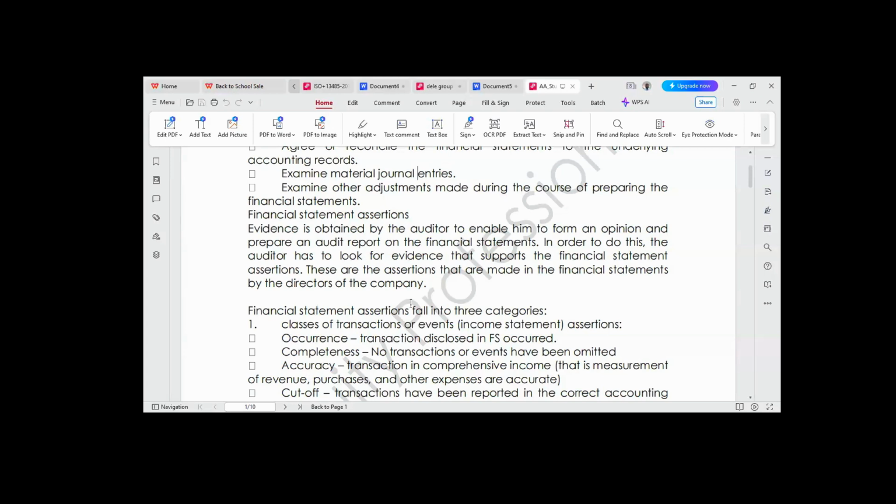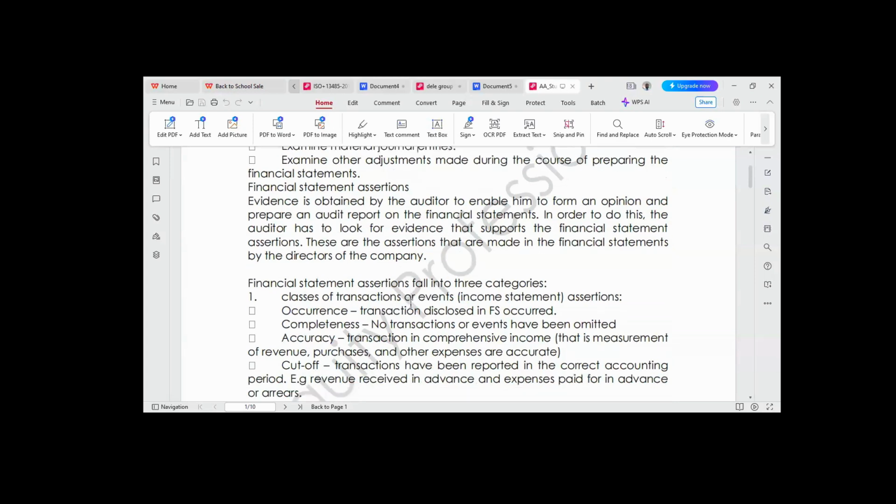That's what we mean by accuracy. That is, you post correctly and you post promptly. All right. Then we have what we call cutoff. Cutoff is to ensure that you post into the correct accounting period. You know that I explained that when I talk about cutoff.